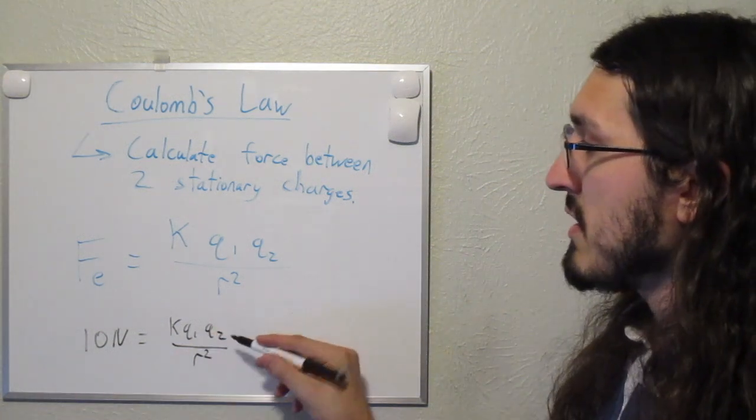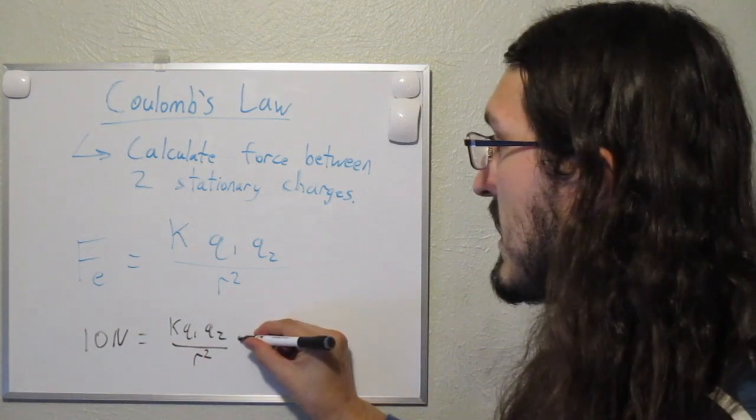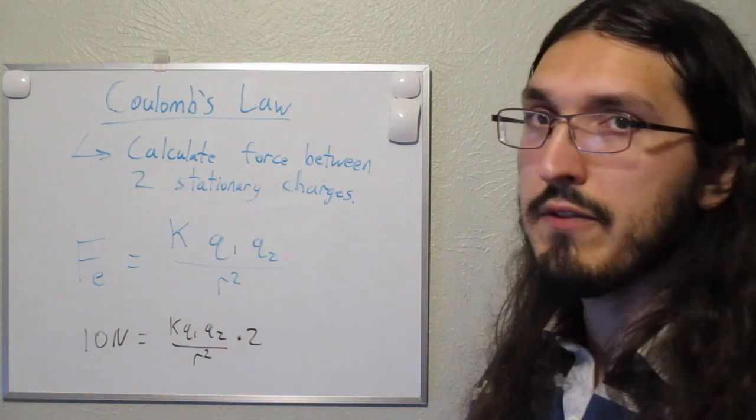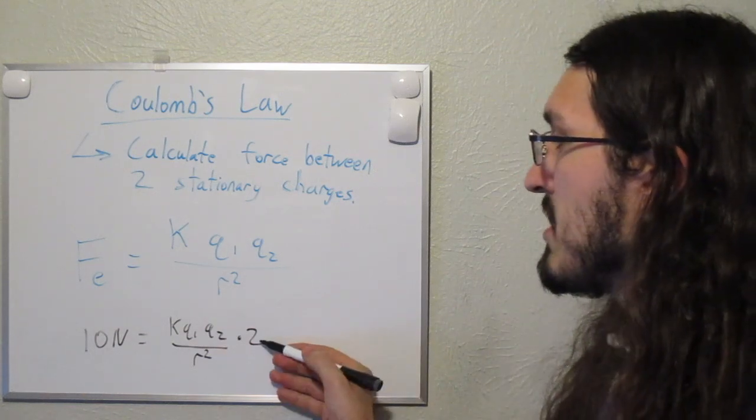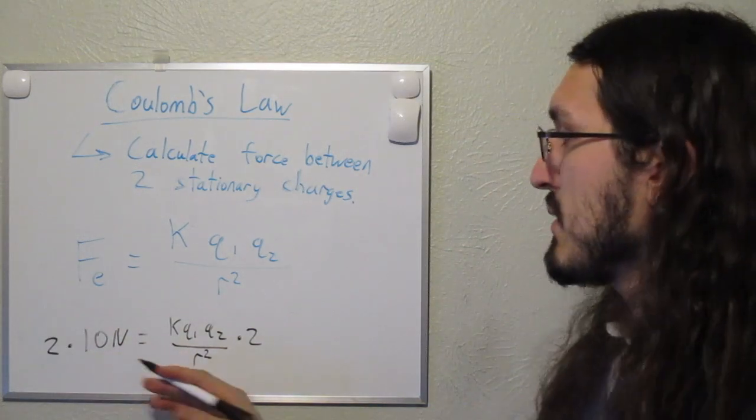Okay, well, since charge is directly related with force, if I multiply 2 to this side, in other words, if I double one of the charges, then whatever I do to this side of the equation, I have to do to this side of the equation to keep it balanced. So I've multiplied 2 to this side as well.